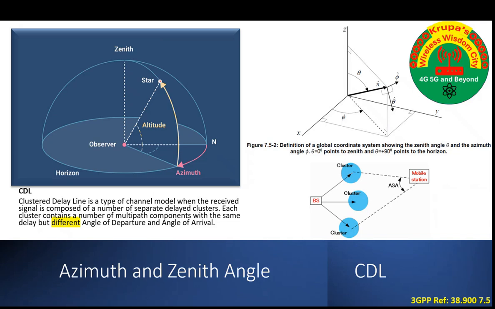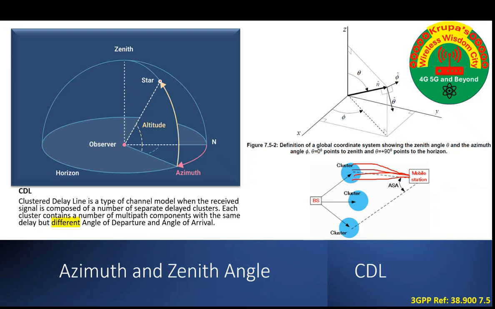Okay, and we call it cluster. Here, if you look at it, there are multipath components reaching as multiple rays. As I was saying, one cluster belongs to multiple paths. So these multiple paths reaching the mobile system are grouped together. They are called a cluster because they are sharing similar delay, similar angle of arrival or angle of departure. So this is one cluster. Similarly, this is another cluster. Similarly, this is another cluster.